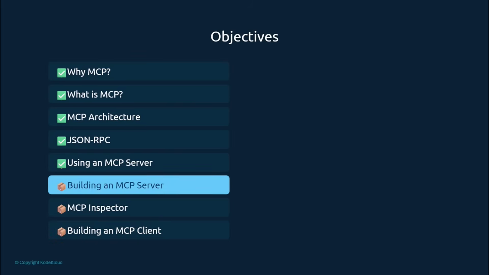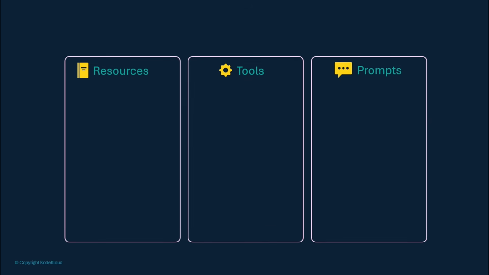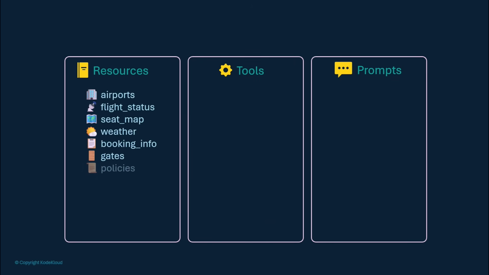We'll now see how to build an MCP server. So far, we've learned that MCP servers have three components: resources, tools, and prompts. Now, what would these be for our situation in our use case? So our MCP server must have resources such as a list of airports and their details, flight statuses, seat maps, weather in the target locations, booking information, gate information, policies, and loyalty programs. These can be referred to when making decisions or taking actions.